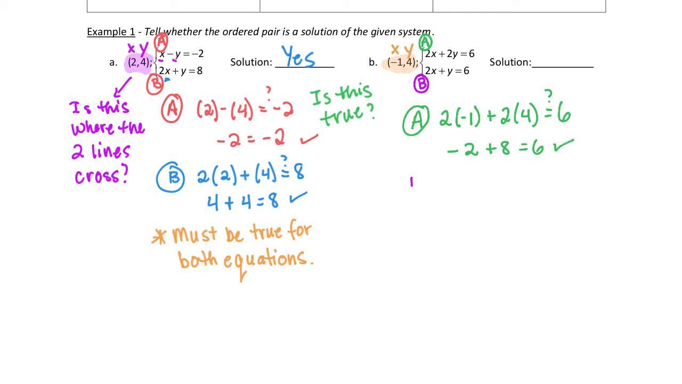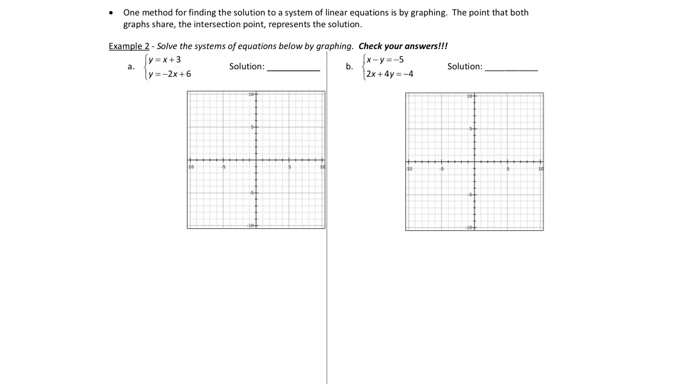For equation B, do the same thing. So 2 times that negative 1 plus 4. I want to know, is this equal to 6? And I've got negative 2 plus 4, and that does not equal negative 6. So this is not a solution. It failed one of the equations. Just a quick note, if it does fail A, there is no reason to go ahead and check B.